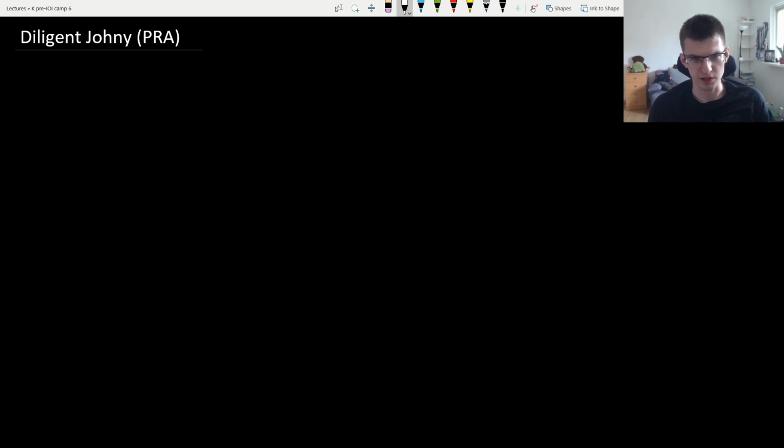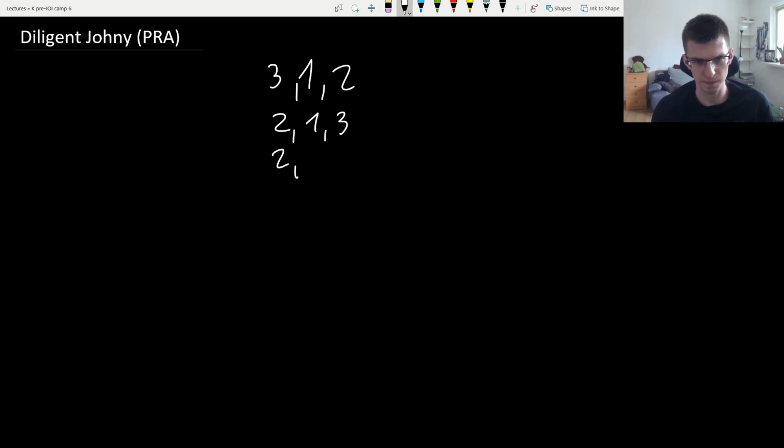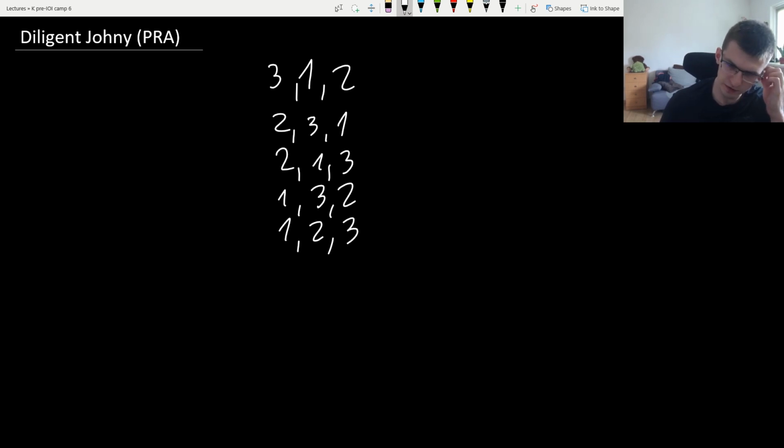We're given some permutation, say 3, 1, 2. I think this was the example one. From this we move to the lexicographically previous permutation, the one that is just before that, when we sort all permutations lexicographically. Then no, it should be 2, 3, 1, then 2, 1, 3, and we continue till we get 1, 2, 3, 4, 5 up to n, the sorted permutation.